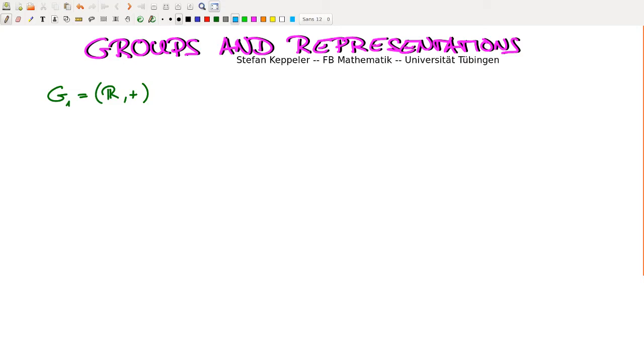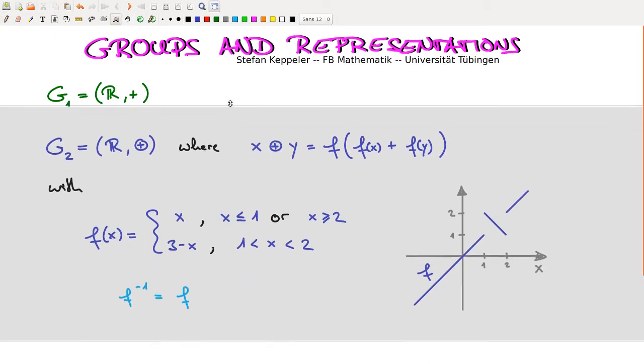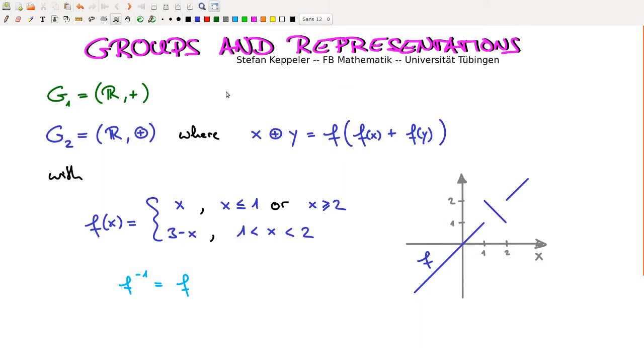Let's consider the additive group of real numbers. That's a nice topological group. And let's now create a funny copy of that group in the following way. So we take the real numbers and we define a new addition by mapping the numbers we want to add first with some function f.